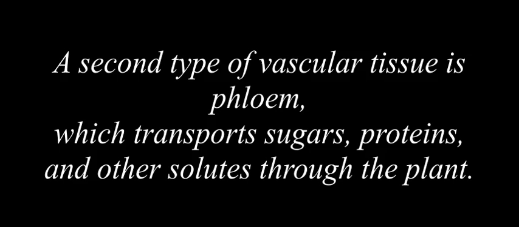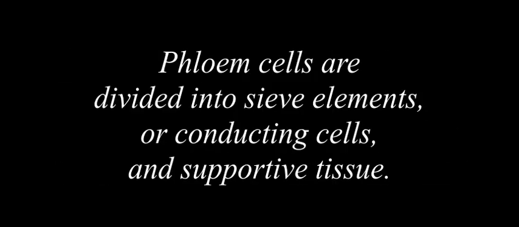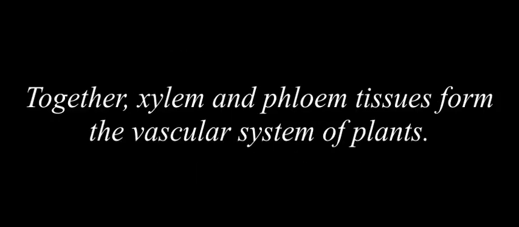A second type of vascular tissue is phloem, which transports sugars, proteins, and other solutes through the plant. Phloem cells are divided into sieve elements, or conducting cells, and supportive tissue. Together, xylem and phloem tissues form the vascular system of plants.